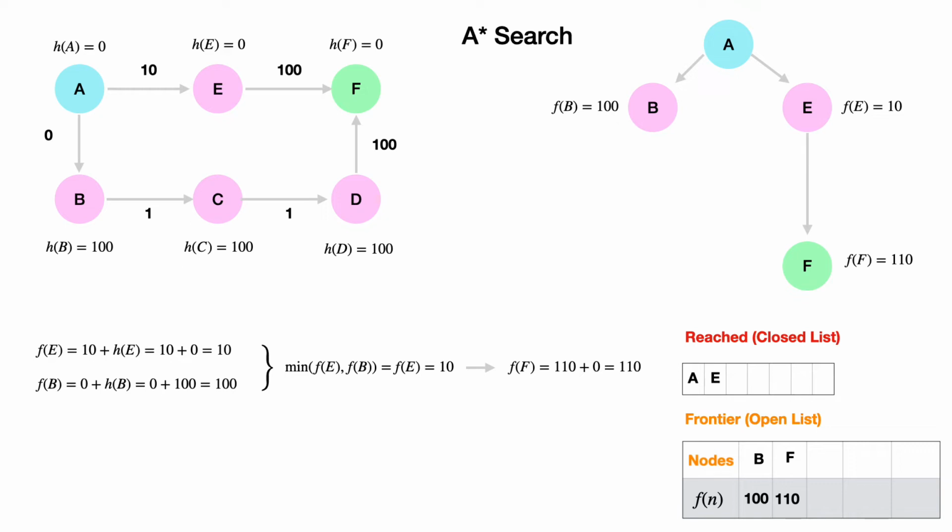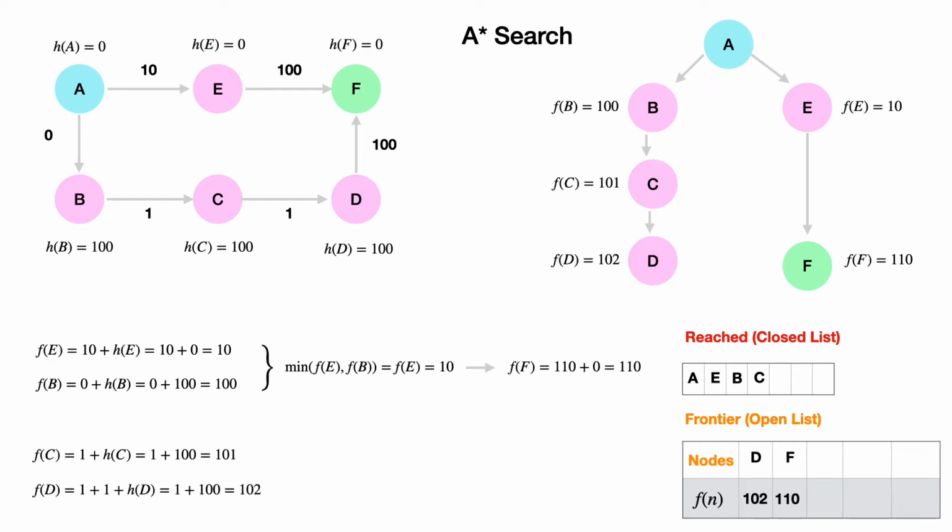B has only one child, which is C. When you expand it, you will get f of C as 101. So f of C contains g of C plus h of C. G of C is 1 here, as we can see in the graph, and h of C is 100, which is also mentioned underneath the C node, which sums up to 101. Now the node C is kept in the reached nodes or closed list.